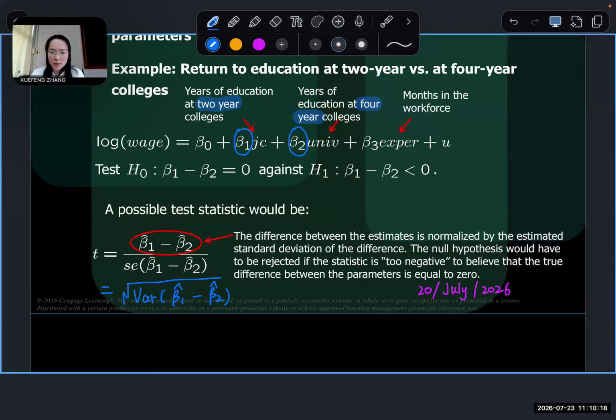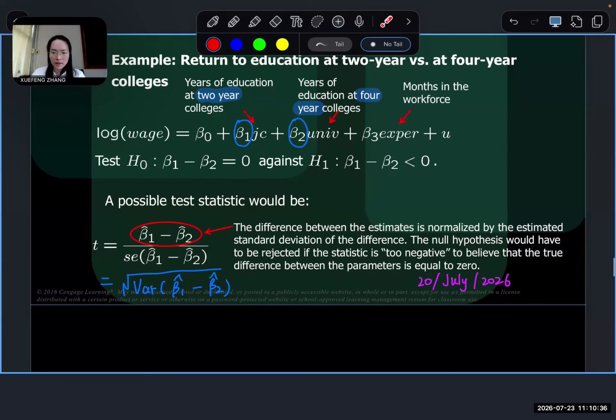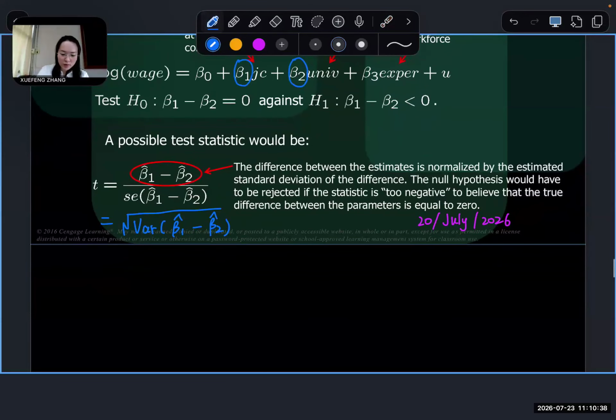But the problem is that in order to calculate the variance of beta 1 hat minus beta 2 hat, we need to know the covariance of beta 1 and 2. But this doesn't show in your regression output. So what do we do?